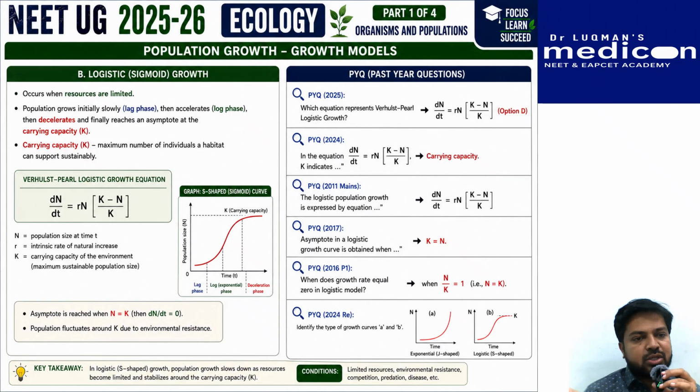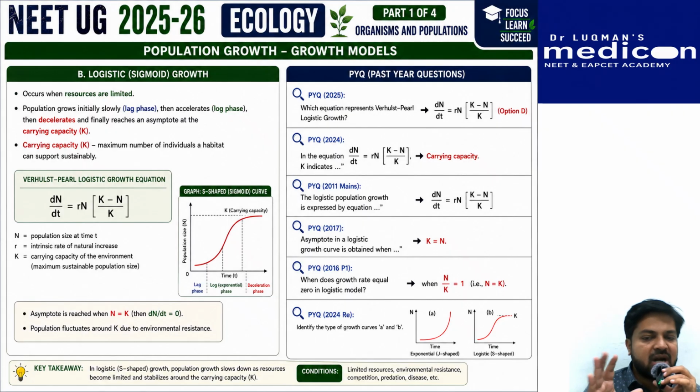This growth equation is called Verhulst-Pearl logistic growth equation. What does it tell about? It tells about the S-shaped sigmoid curve where there is a lag phase, a log phase, a deceleration phase, and there is a carrying capacity of that region. Asymptote is reached when N is equal to K. N stands for population size at time t, and K stands for carrying capacity. That is the maximum number of individuals a habitat can support.